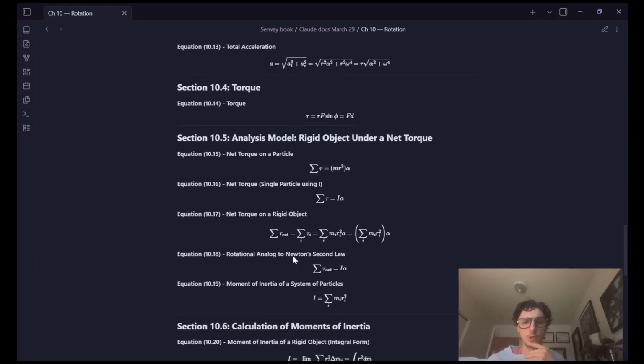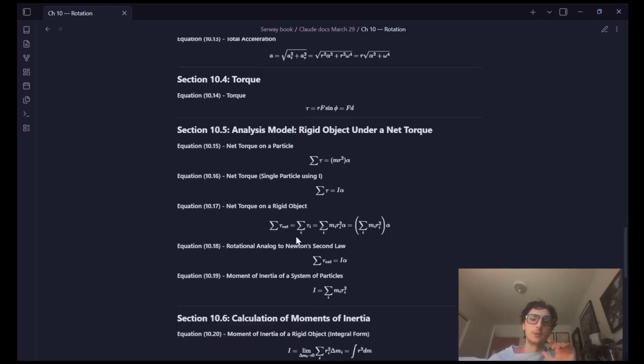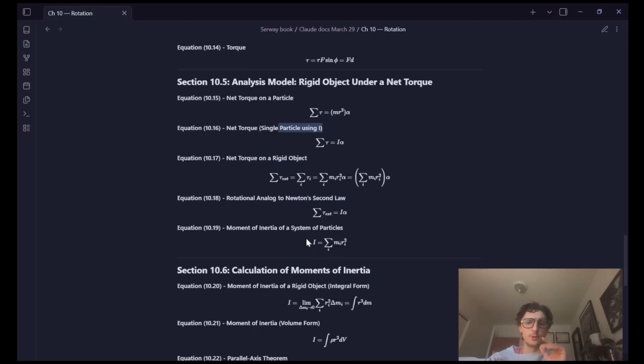Net torque on a rigid object. This looks a little complicated. I'm gonna skip this one. It looks kind of similar to what we saw before anyway, so I'm gonna skip this one. Maybe I'll leave it as an exercise for you guys. Try to figure out what each of the symbols in this equation here, the 10.17, means. Rotational analog to Newton's second law. This equation here looks the same as this equation here, so I'm gonna skip this one as well.